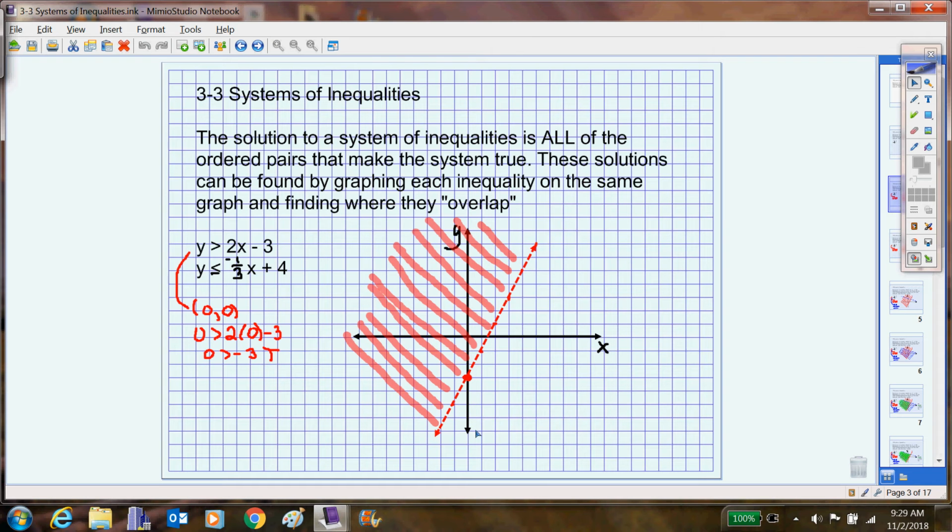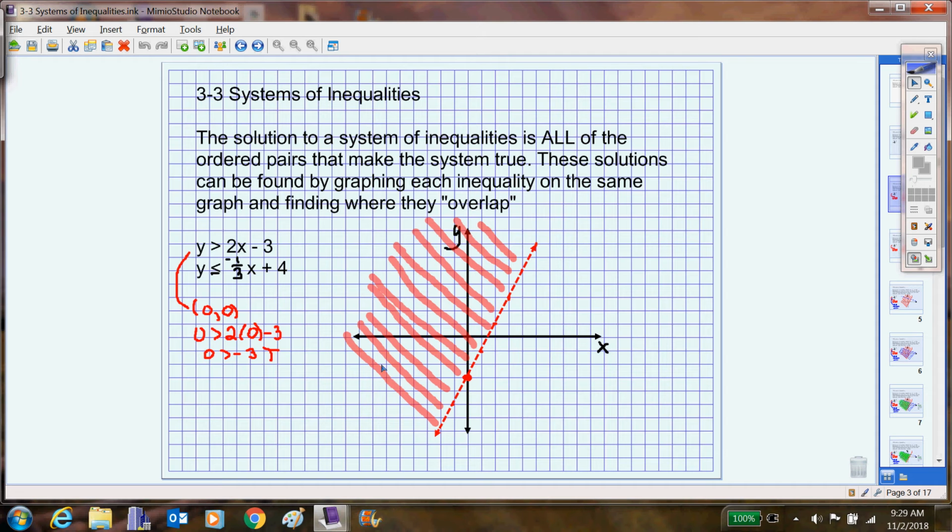We would shade part of it. Some of you might remember that you shade above because it's greater than, or you can use a test point, plug in 0, 0, and because when you plug in 0, 0 to this, we get something that's true, it means we shade this side.